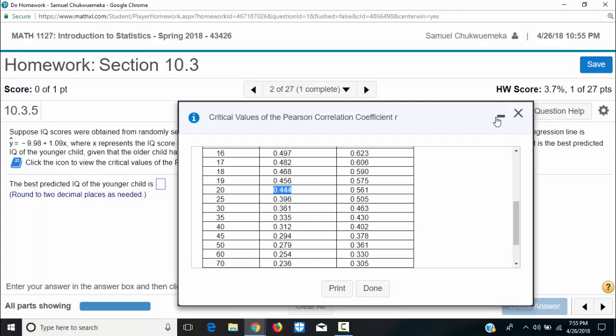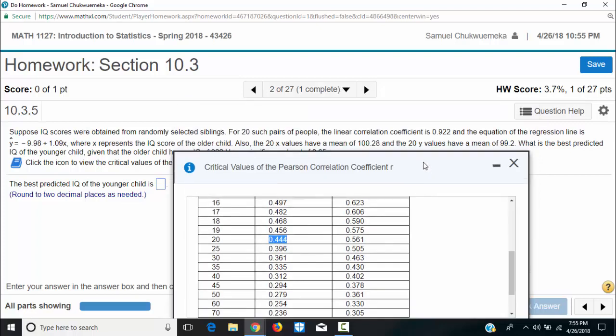Because the absolute value of the correlation coefficient, 0.922, is greater than 0.444, and this value is positive, we now say that there is a positive linear correlation between the variables. If you read your notes and the prerequisite videos, you will understand what I'm saying. So because this is greater than this, we say that there is a positive linear correlation between the variables.